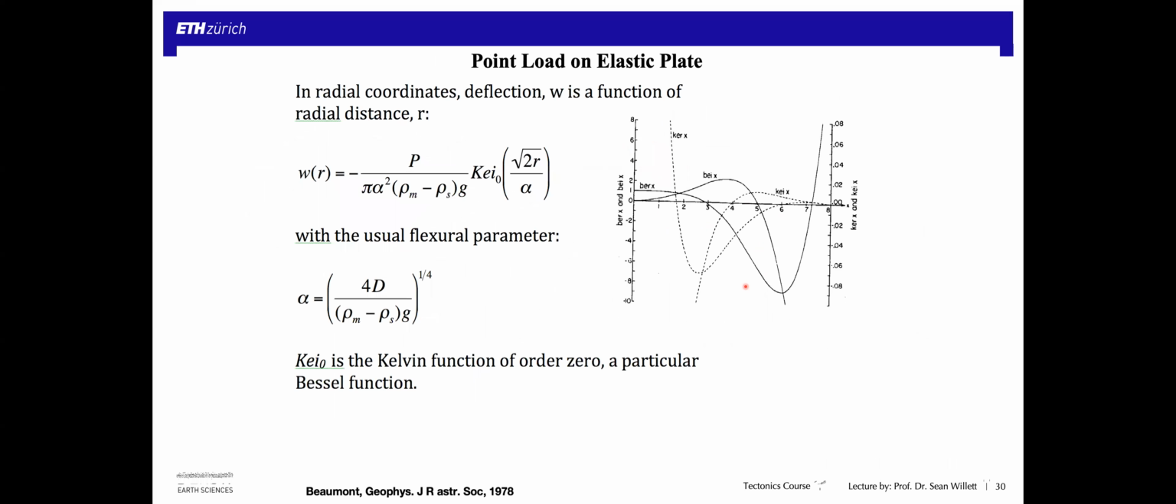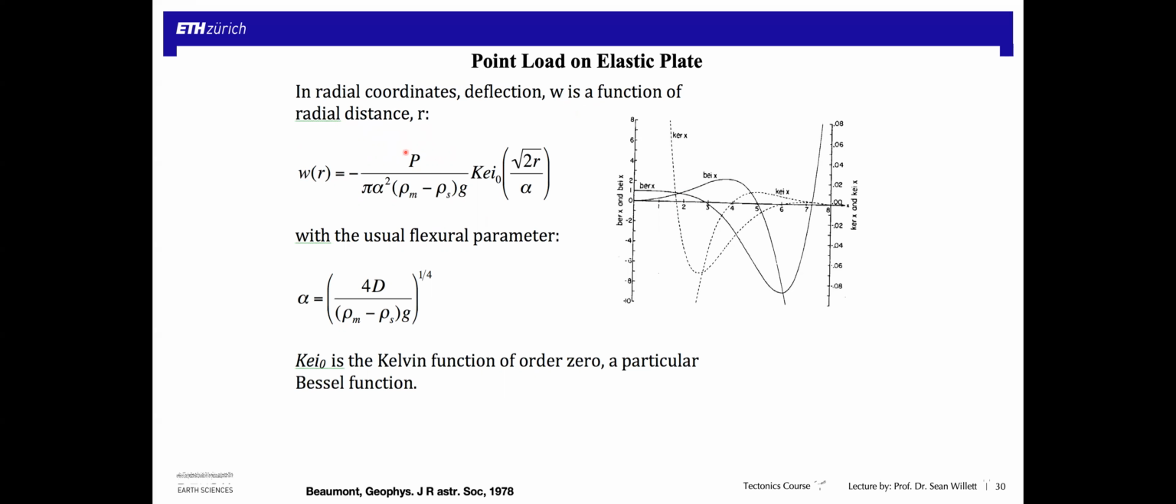But we haven't calculated that yet. Let's have a look at that. So this has been calculated. We know what that solution is. This is that solution. So we're now in radial coordinates. That's again deflection W, but it's now a function of the radial distance r away from that load. And what that solution looks like is this.